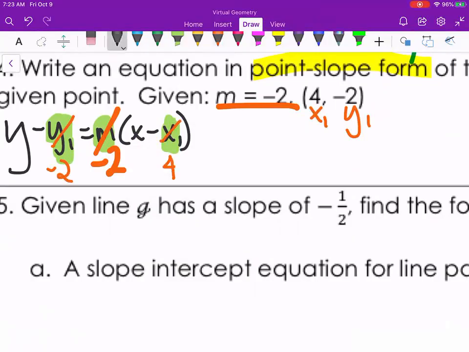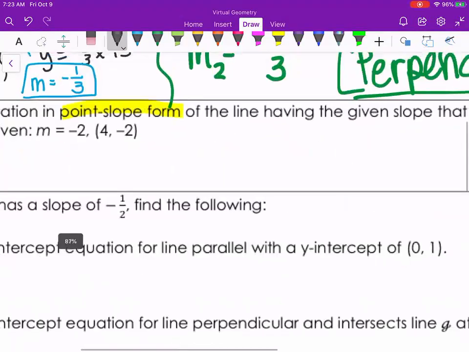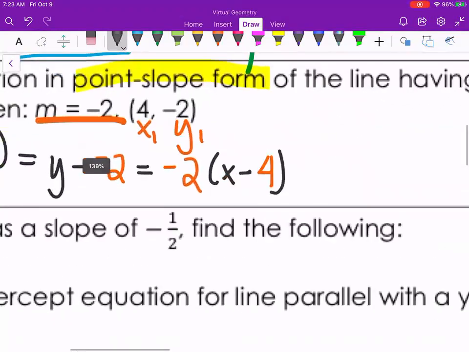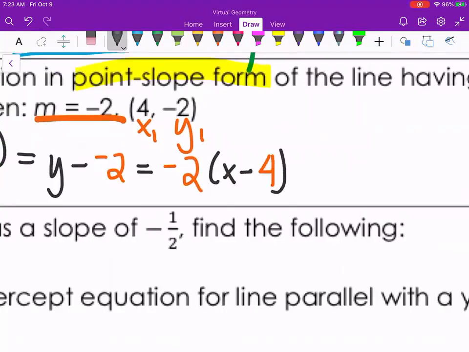So let's clean this up and put everything in its right place. So y minus -2 equals our m, which is another -2, parentheses x minus our x1, which is a 4. All right, so the only thing I need to do now is just clean up any minus negatives that I might have here. And I've got one of them. Right at the beginning, minus a negative really should be a plus.